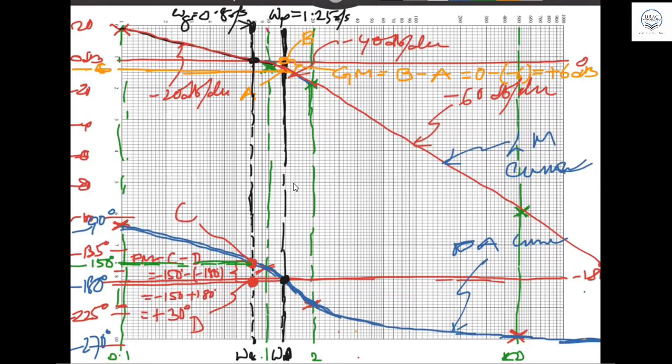Now my question to you: what is your phase margin? Anyone can answer. 25. Plus or minus? Plus. Plus 25. Yes, 25 makes sense. It is okay.